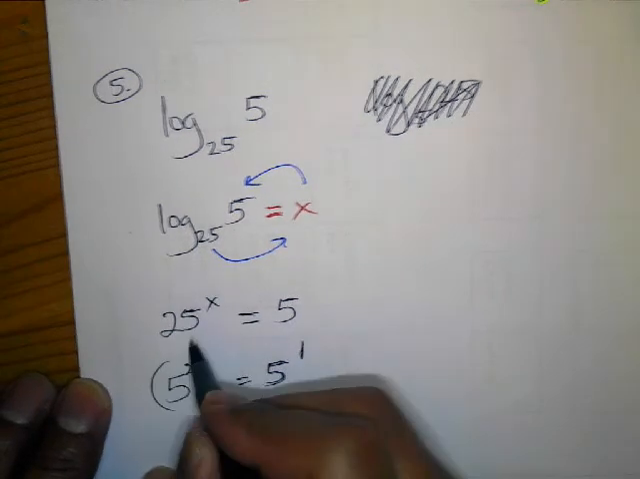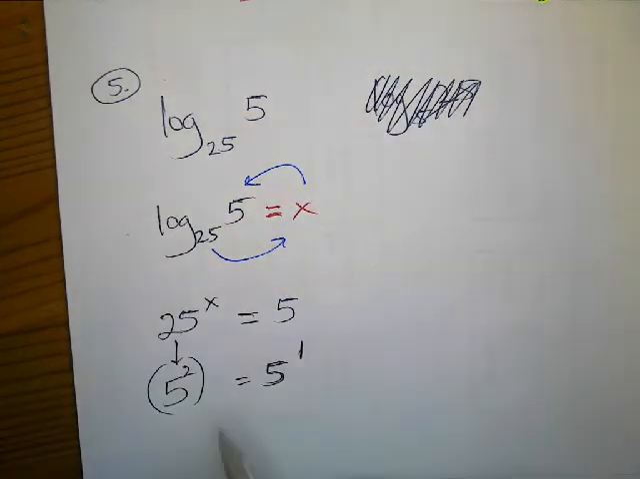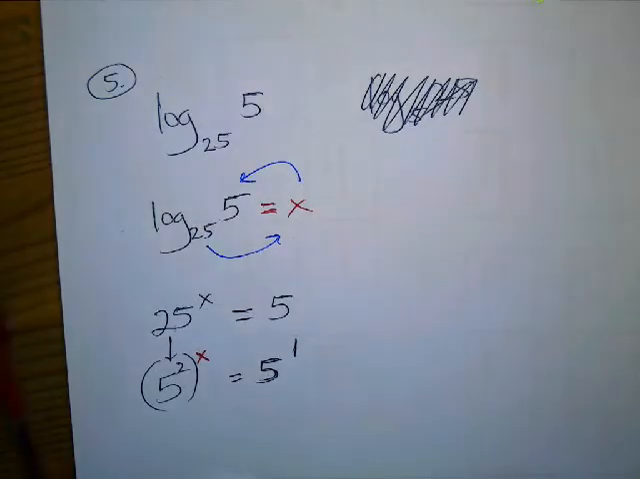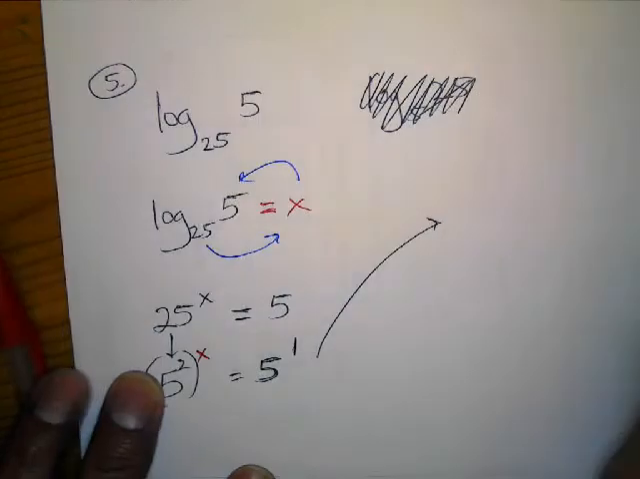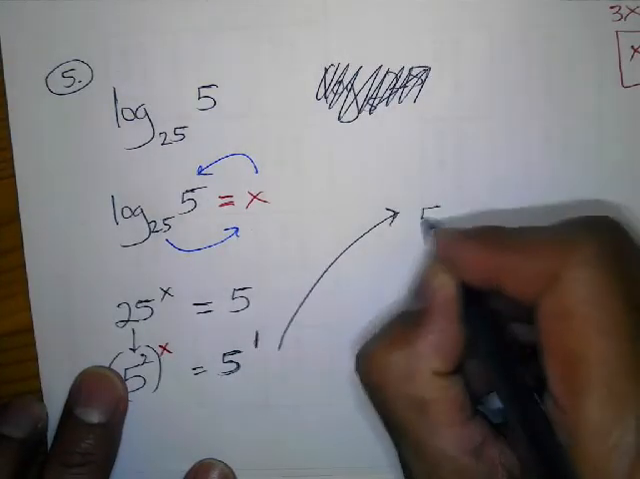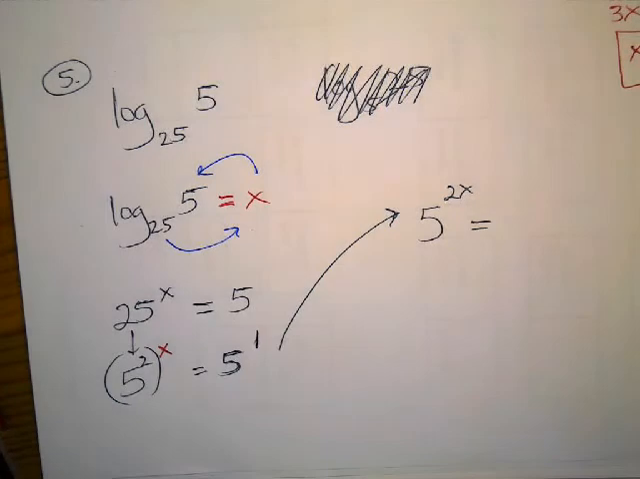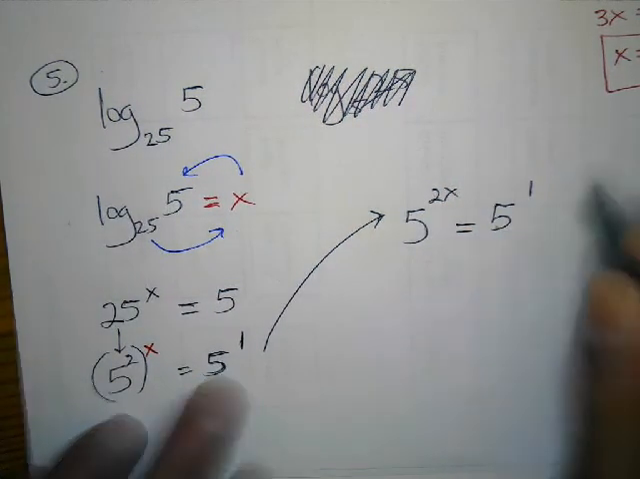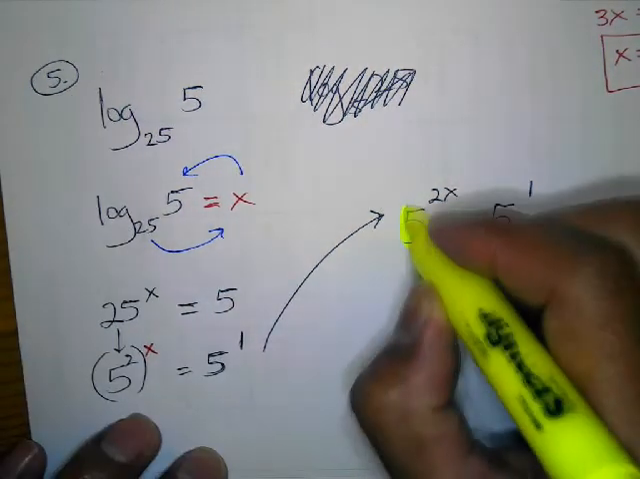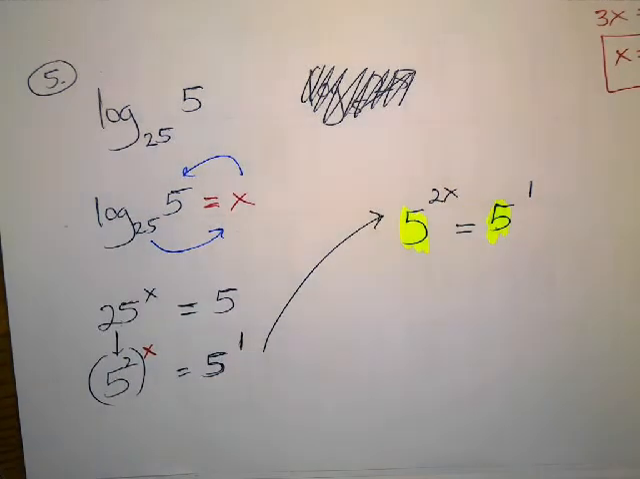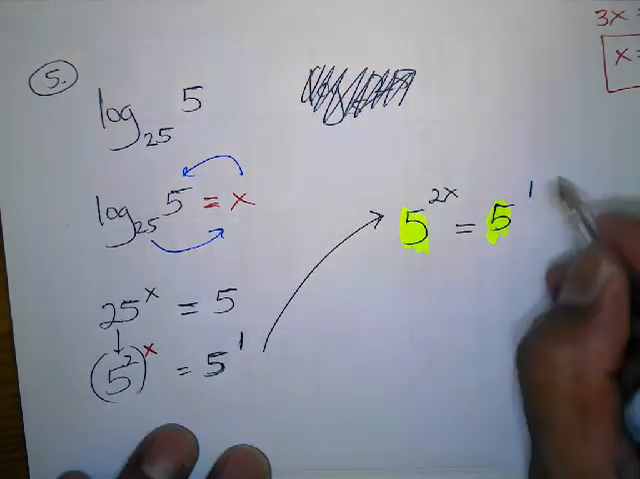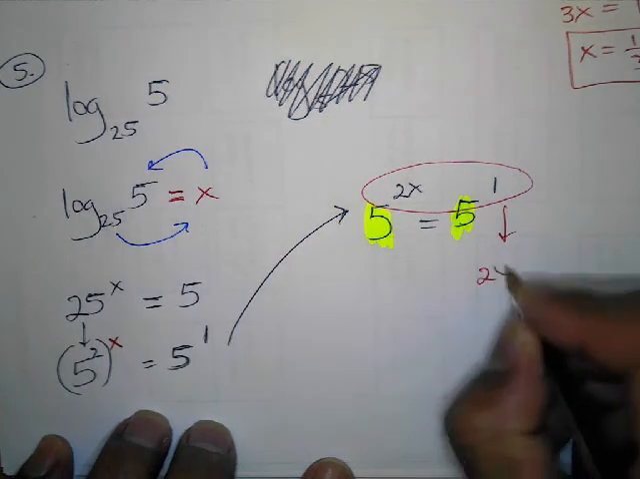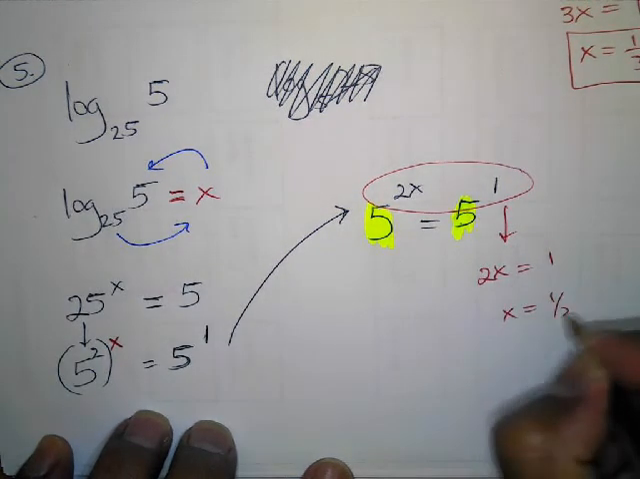This one is 5, which is 5 to the power of 1. I know the base is 5. This one is 5 squared, right? 5 squared is 25, but you remember you still have this x right here. Long story short, that's going to be what? That's going to be 5 to the power of 2x is equal to 5 to the power of 1. See, you got the same base. Once you have the same base, you're done with the bases. You solve up here.